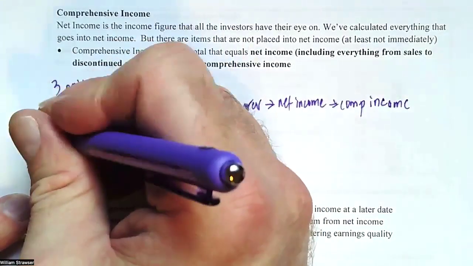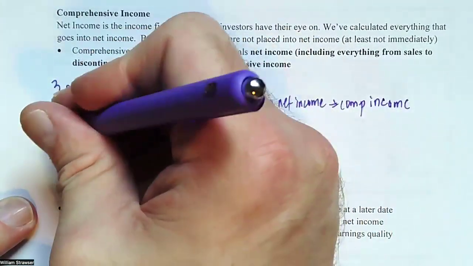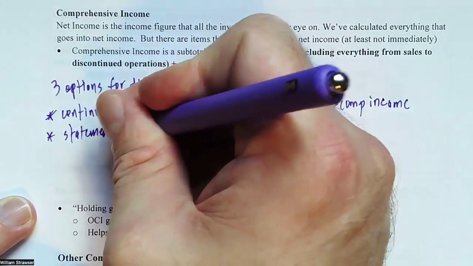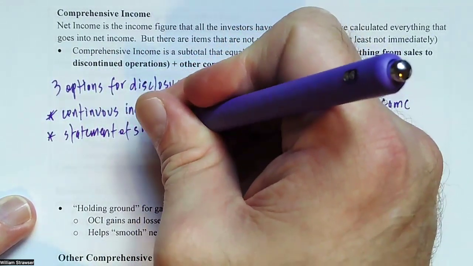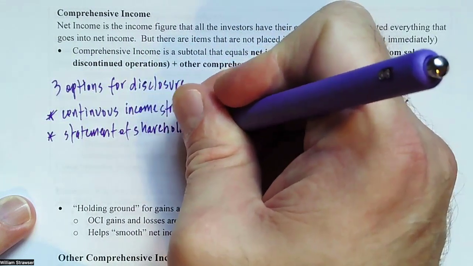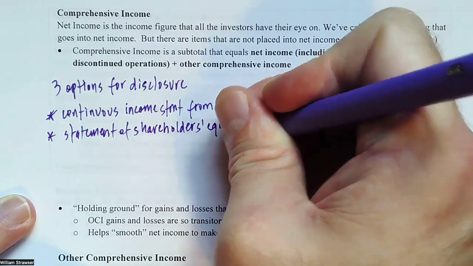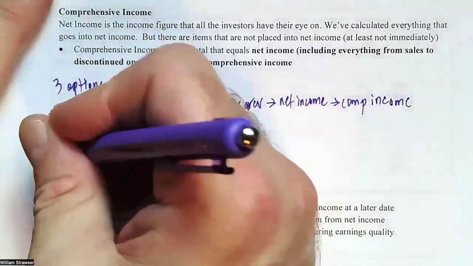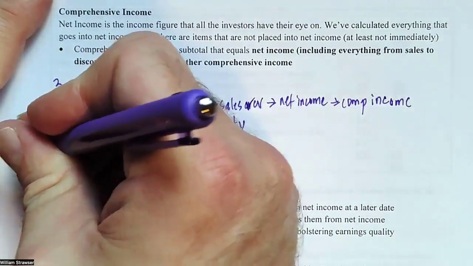You can also disclose it in the statement of shareholders' equity, which includes other equity related items. Basically, it's just an accounting of everything that happened to the common stock, the retained earnings, and accumulated other comprehensive income. The most common way, so I'll put like a couple of little stars by it.